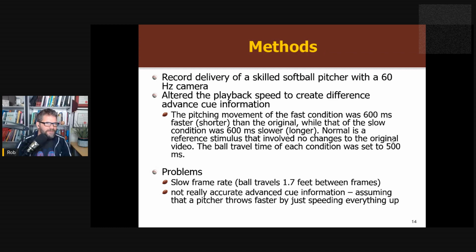You get different coordination patterns. So by just speeding it up, I think you're missing a lot of the information that would really be there. When a pitcher throws hard, there's going to be other kinematic information available due to the fact they have to organize their movement differently, not just speed everything up. So it's not really truly representative kinematic advance information.